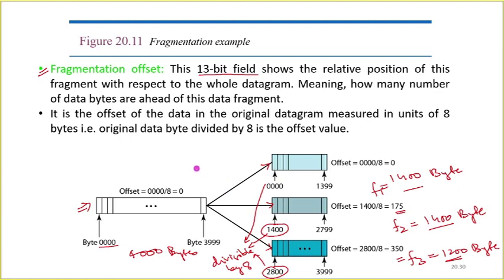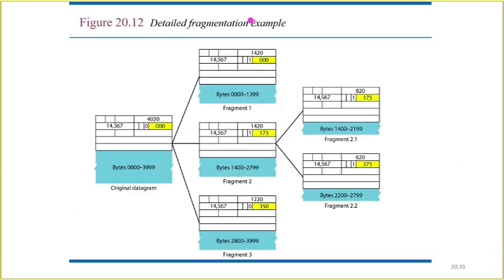So this is the fragment part. Here a detailed example is given. Here an original datagram is given for the same previous example. So bytes are 0 to 3999, so total of 4000 bytes is there. And the minimum size of the header is 20. So 20 plus 4000, that means 4020.